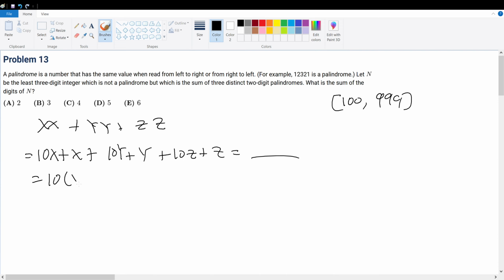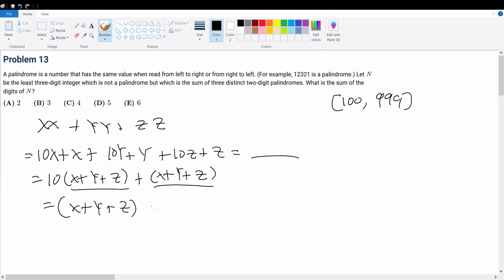But first, let's try to simplify the left side. That's 10 times (x plus y plus z) plus (x plus y plus z). Since we have a common factor of x plus y plus z, we can factor that out to get (x plus y plus z) times (10 plus 1). So that's the same thing as 11 times (x plus y plus z), which is equal to some number. In other words, x plus y plus z must be equal to n divided by 11. And it must be evenly divisible because x, y, and z are integers, after all, since they represent digits in a two-digit number.